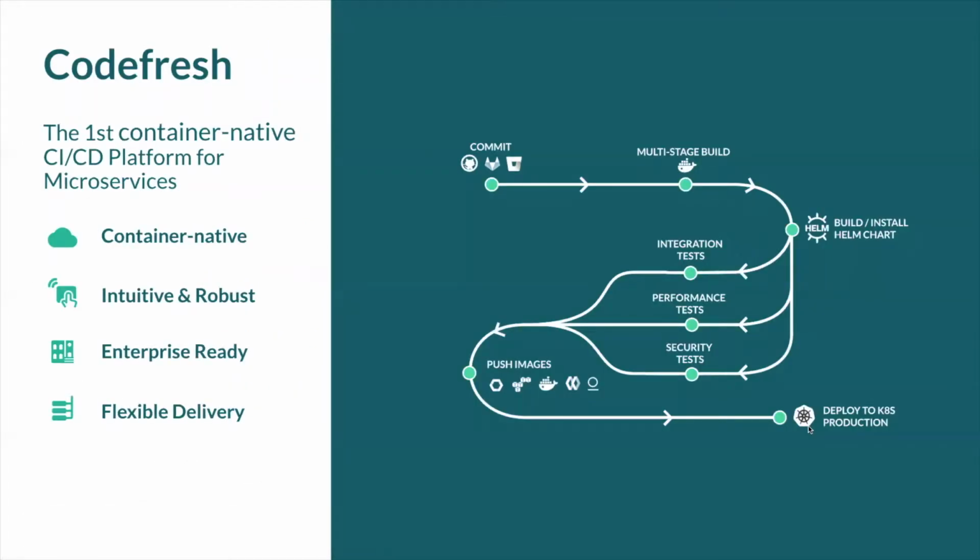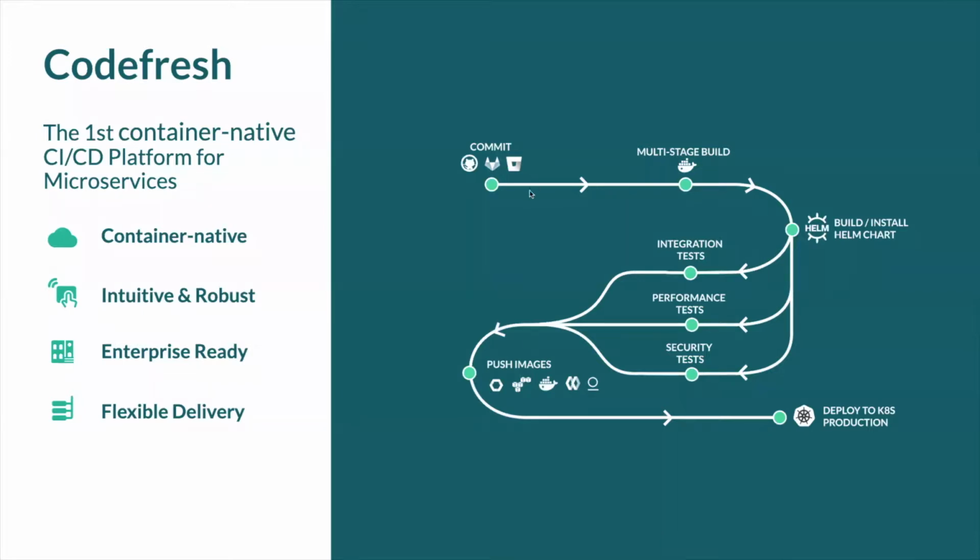Now, so far we talked about the problem with Docker build and then the solution, which would be multi-stage Docker builds. Now we're going to talk a little bit about how to use these things in CI and CD. So CodeFresh, as I mentioned in the beginning, is a CI and CD platform designed for microservices and Kubernetes. So it is a container native platform. That means that every step is a Docker image.